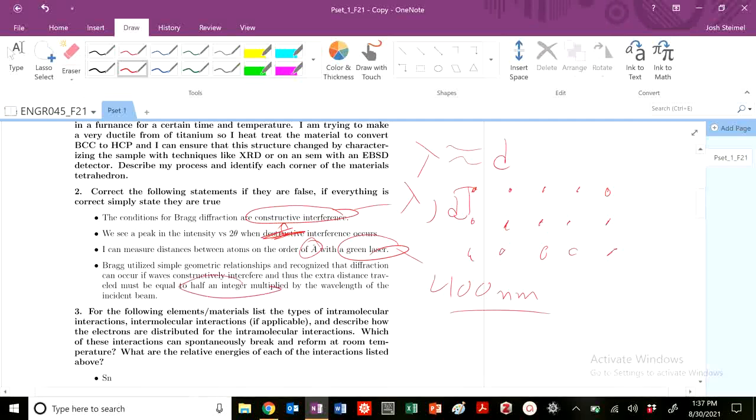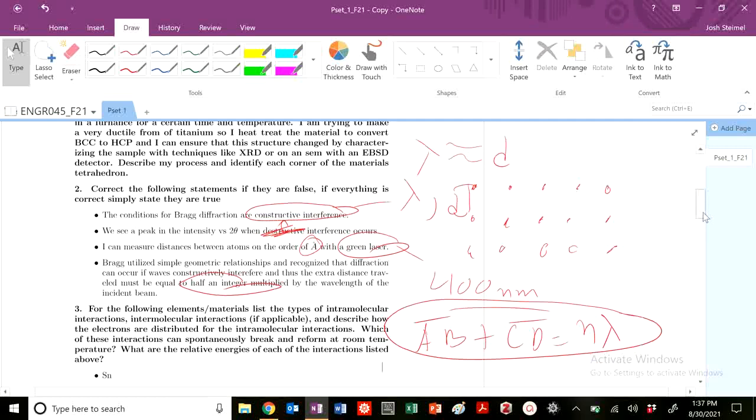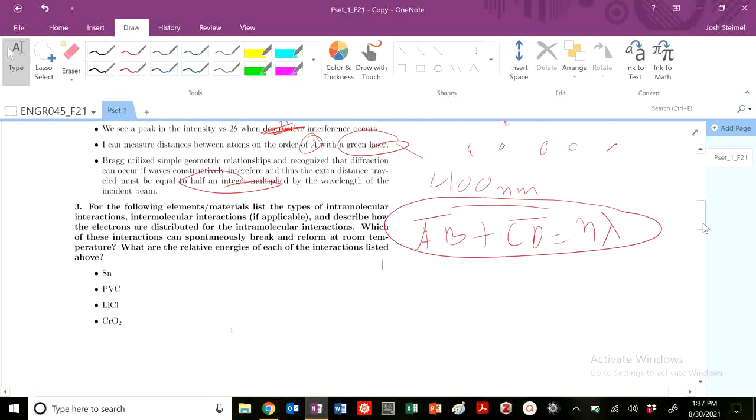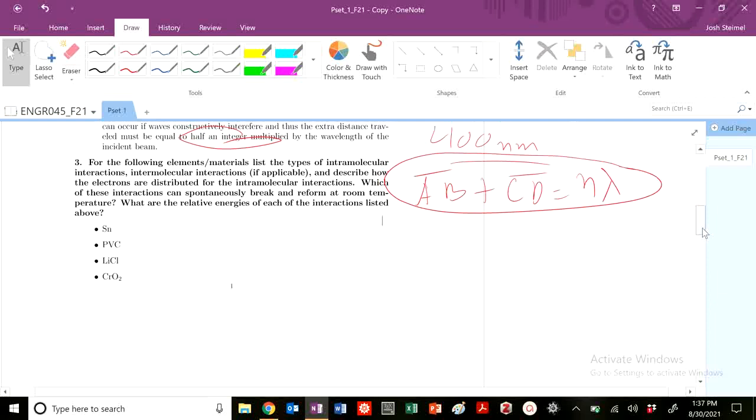No. So remember, the key thing that we saw in our derivation, and in Bragg's derivation, a plus b equals c plus d is equal to an integer times the wavelength. So to have constructive interference, we need to be in phase, and it needs to be an integer number there. So again, a little tweak and a little true or false, but getting into what's happening here. What bonding is occurring? Or excuse me, not what bonding is occurring. That's the next problem.